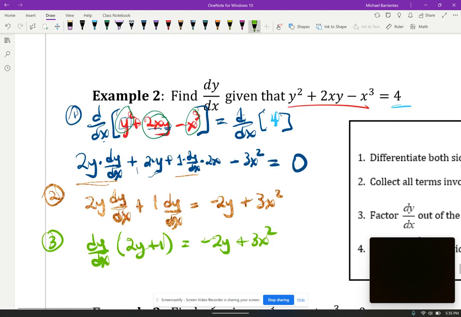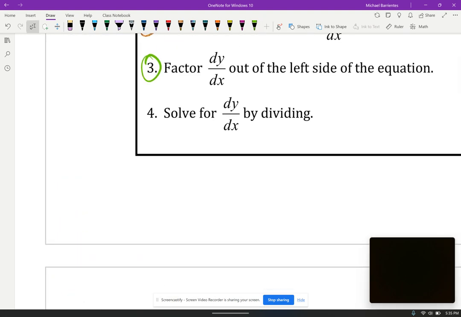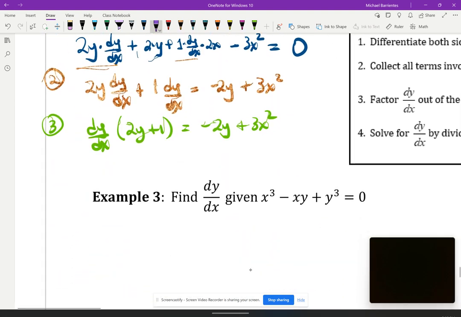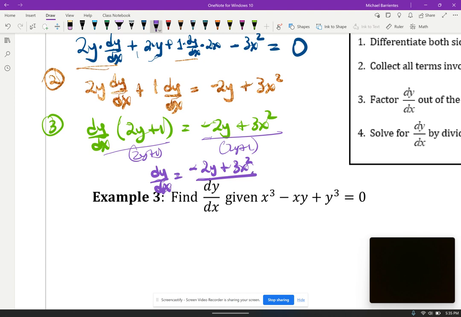All right. And then we go to the last step. The last step is solve for dy dx by dividing. So I'm going to do step number 4 here. We're going to solve for dy dx by dividing both sides by the expression in the parentheses. So if I divide this side by 2y plus 1, and if I divide this side by 2y plus 1, then dy dx will equal negative 2y plus 3x squared all over 2y plus 1.